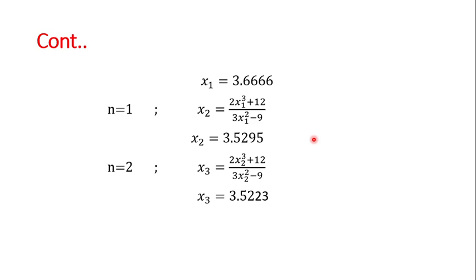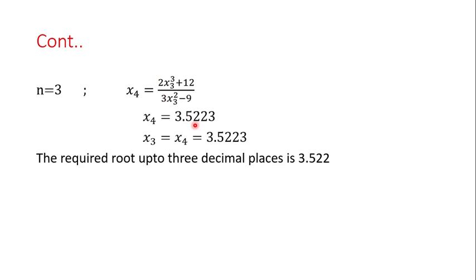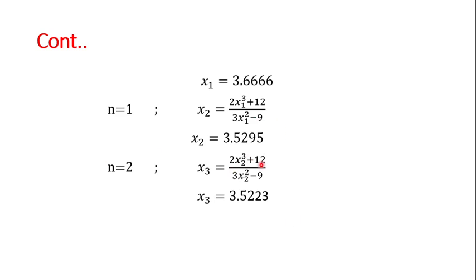Again press calc and type the x value as 3.5295. Press equals. We get another approximation, that is 3.52235. Again press calc and put the x value as 3.5223. Press equals. We get another approximation, 3.52233. Here x3 is nearly equal to x4. Hence the required root up to the third decimal is 3.522. So without using the formula, we directly find it by using the calculator.